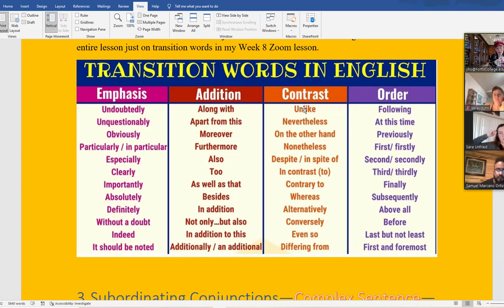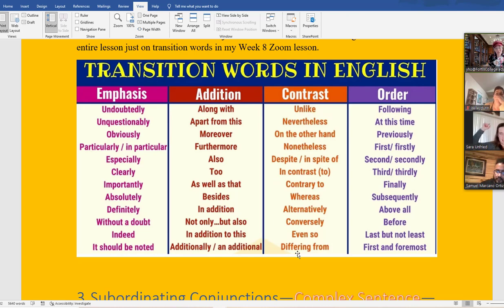So, unlike John, Mary is fat. Is that a simple sentence or a compound sentence? It depends on how I did it. Wouldn't it be a complex sentence because it's before? Well, it all depends on, I'll write it out, never mind.